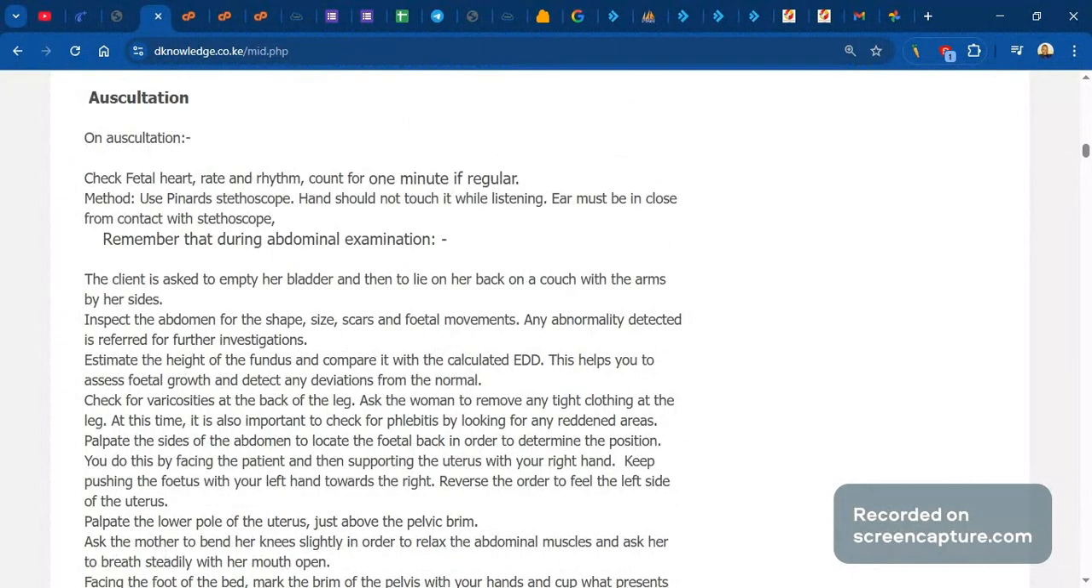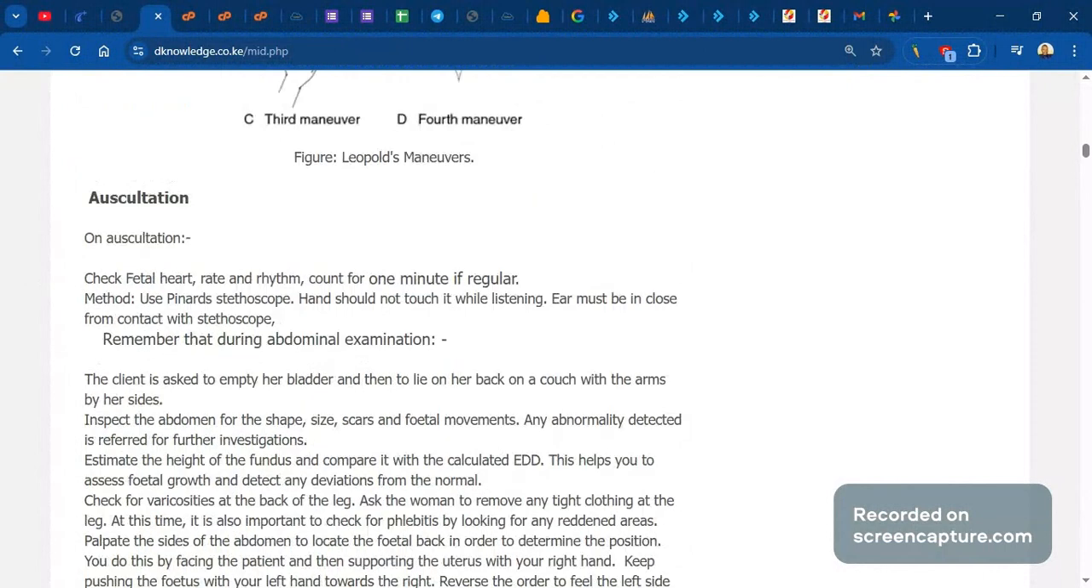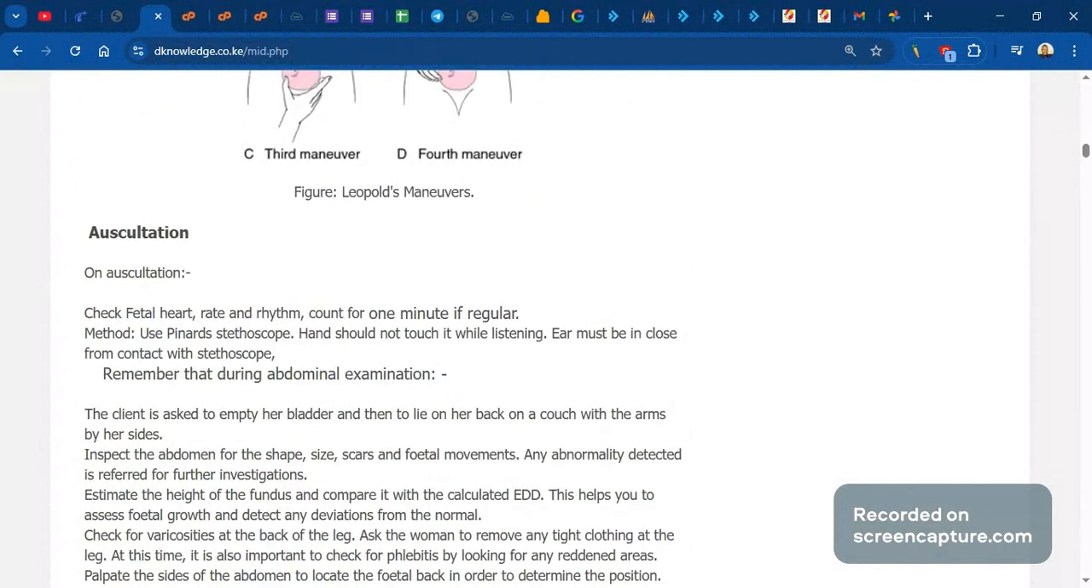Now on auscultation, the most important thing you should know is that we use listening as a technique. So you need to hear. You check the fetal heart by hearing, rate and rhythm by hearing, and then you count for 1 minute. If regular, that is normal. If it's irregular, it's questionable. So you have to find the fetal heart.